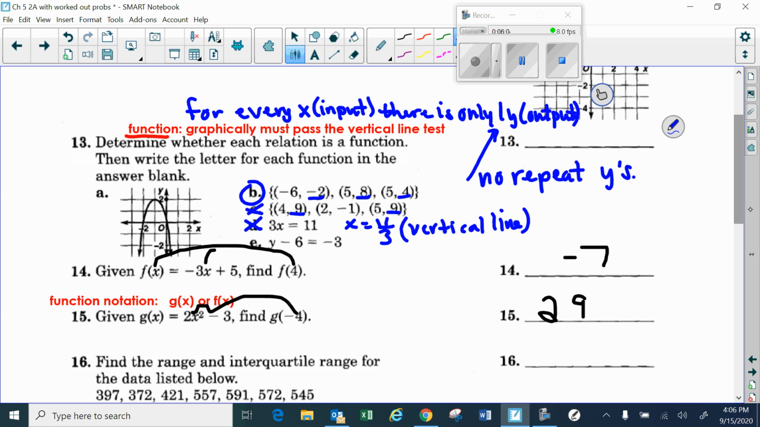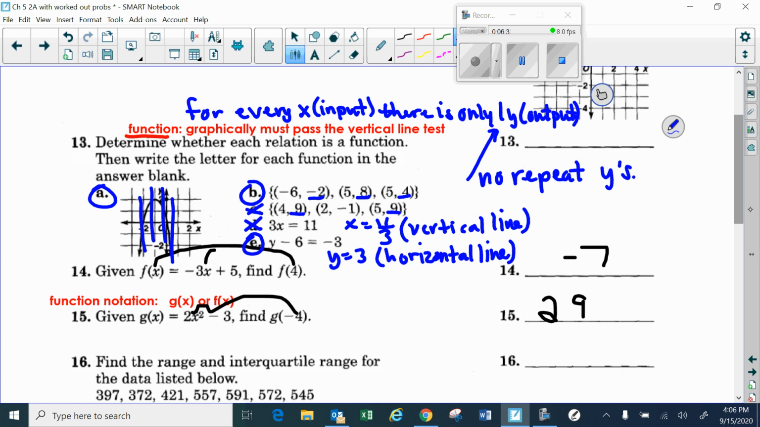And then here I just get y equals 3, and that's a horizontal line. And so if I draw any vertical line through a horizontal line, it's only going to hit one time. So all horizontal lines are functions. And then on A, graphically, I'm just drawing vertical lines, in this case segments, they're only going to hit one time. So A also works.